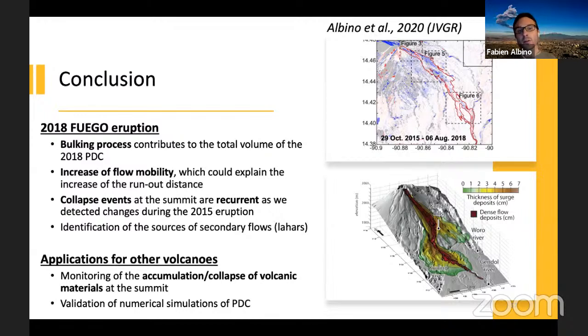For the application to other volcanoes, I think it's an interesting study, very important to show that TanDEM-X has the capacity to monitor accumulation and collapse of volcanic material at stratovolcanoes. So it could be applied to other stratovolcanoes. It's also a good tool for the validation of numerical simulation and to build the next generation of modeling of PDC that takes into account this bulking effect at the summit.